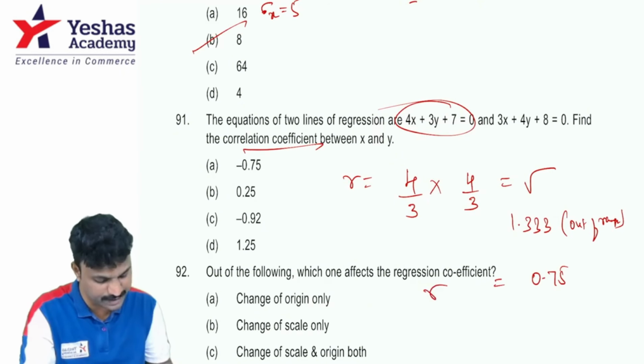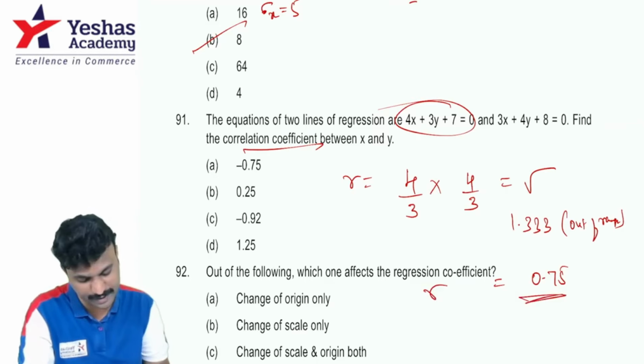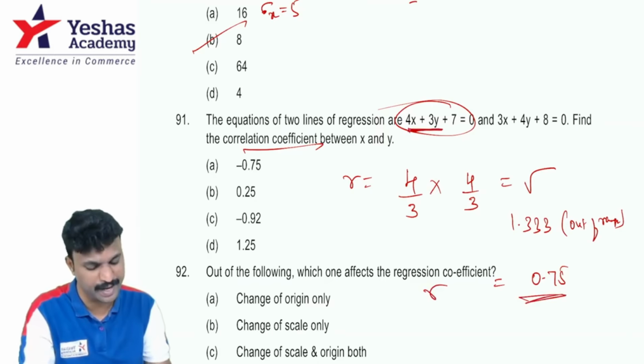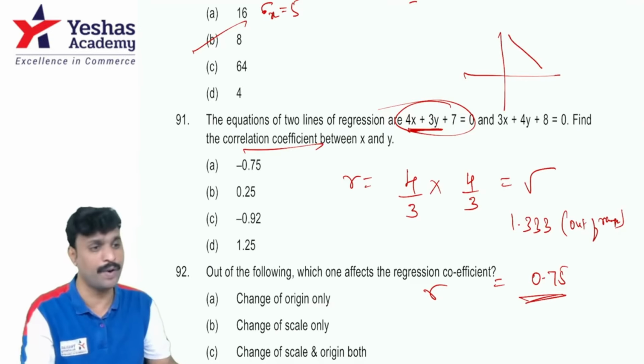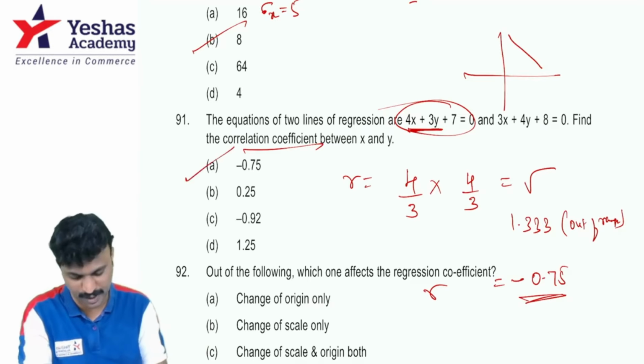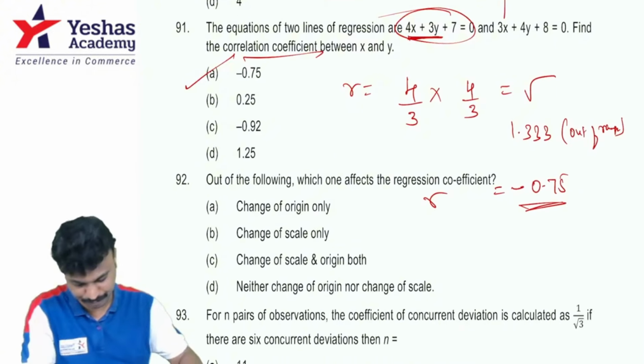Now I have to fix the sign for r. How do I fix it? Look at the sign of x and y, they are the same. So the line extends from upper left to lower right. I have discussed this. Yes or no? Upper left to lower right, so definitely decreasing. That means r is negative. So option A is the right answer.